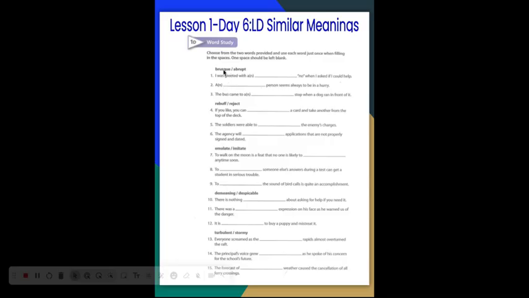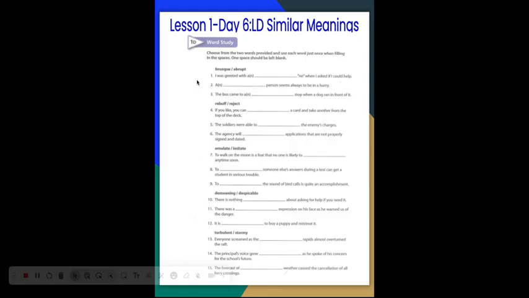you have to decide, does the one word fit, or does the other word fit, or do neither words fit? So you're going to choose from the two words provided and use each word just once when filling the spaces. One space will be left blank. So of the 3 sentences here under brusque and abrupt, only 2 will use words and 1 will be left blank because it doesn't work.